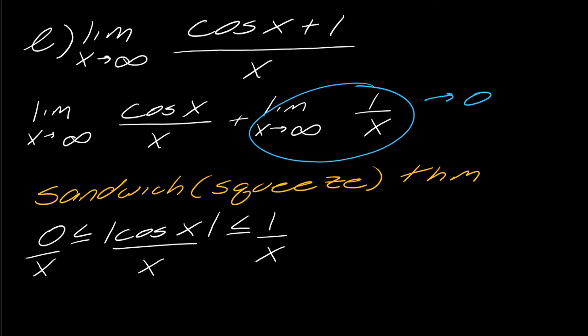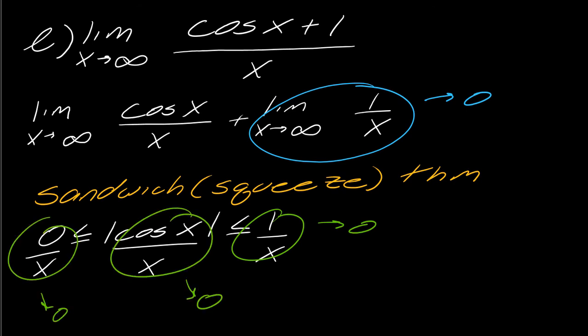But if I think about what's happening with these, as x goes to infinity, this will go to 0. This will obviously go to 0. Therefore, this will also go to 0. So the overall value of this limit will just be 0.